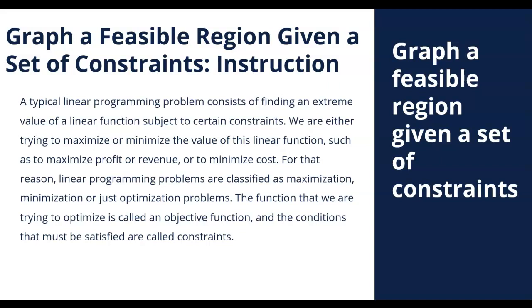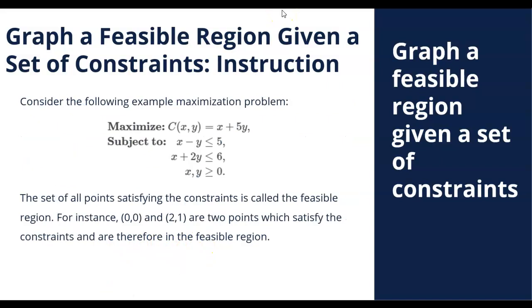We are either trying to maximize or minimize the value of this linear function, such as to maximize profit, revenue, or minimize cost. For that reason, linear programming problems are classified as maximization, minimization, or just optimization problems. The function that we are trying to optimize is called an objective function, and the conditions that must be satisfied are called the constraints. Now, for example, let us consider the following maximization problem.